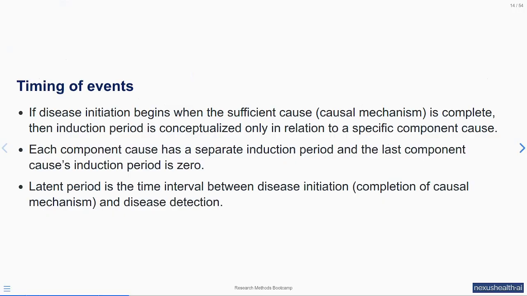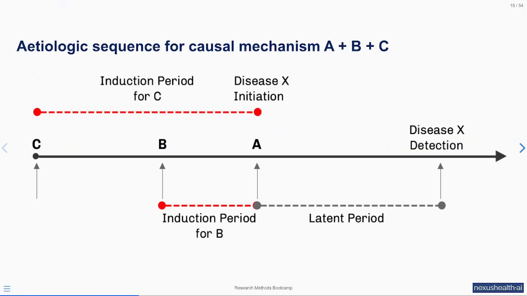So latent period is the time interval between disease initiation, which occurs at completion of causal mechanisms, and the disease detection. So from the point when the disease is initiated to the point where it is detected is the latent period. And this is what we see in this diagram, which illustrates the etiologic sequence for causal mechanisms A plus B plus C. So A, B, and C are component causes. And so A plus B plus C become the sufficient cause mechanism for disease X.